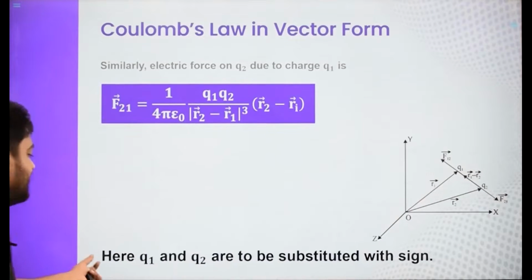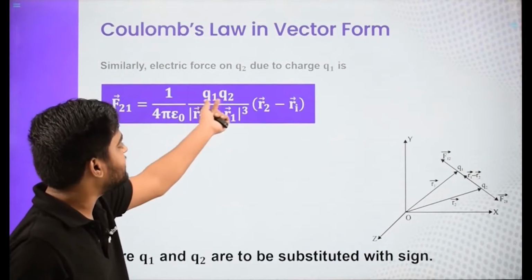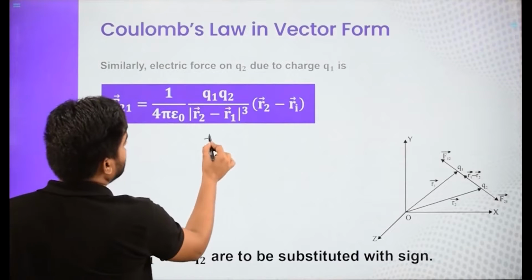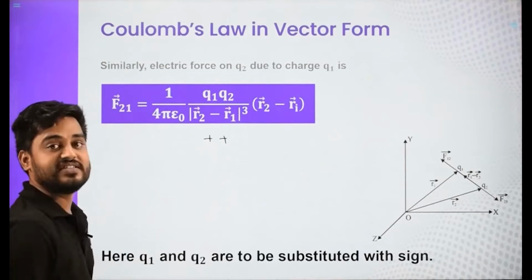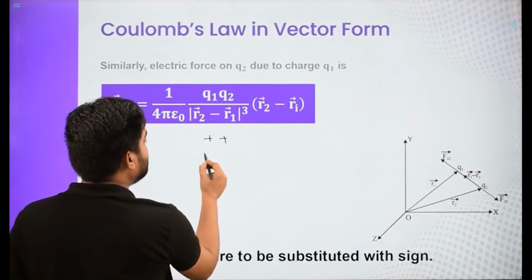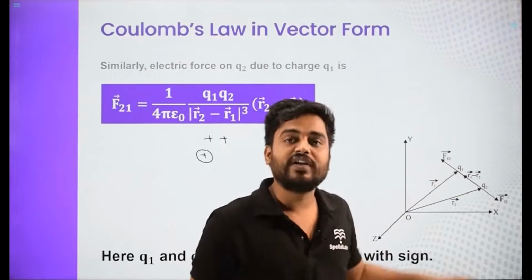Here, Q1 and Q2 need to be kept with sign. We already assumed that they are positive. So suppose both the charges are positive, they are like charges, so their product will be positive, and hence the direction will automatically be the same as what we have assumed.